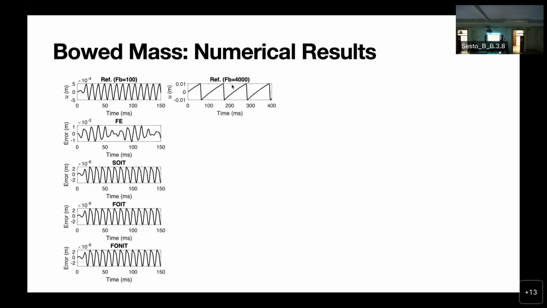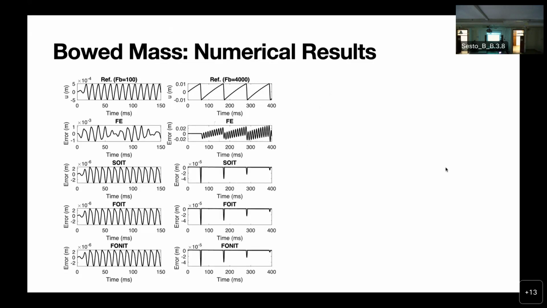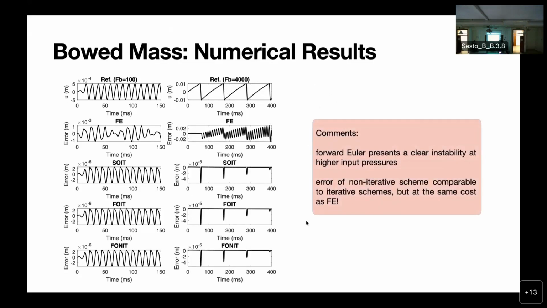But see what happens when I increase the bowing pressure. The first case is 100, the second case is 4,000. So you see that the dynamics of the mass also changes because here we have a proper sawtooth motion. Now, forward Euler is just exploding. This is unstable. So if you try to use that in your plugin, people will just shout at you because you will basically ruin their speakers, all of a sudden. So you don't want to use that. But then the other 3 schemes, again, have very consistent errors. This means that forward Euler presents a clear instability and the error of the non-iterative scheme is comparable to the others.